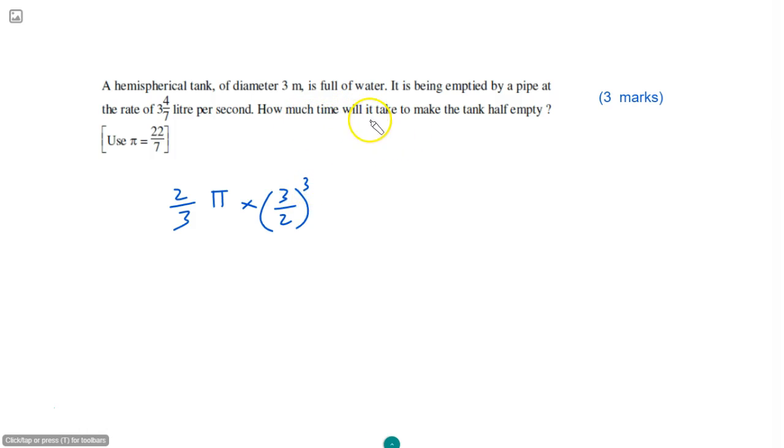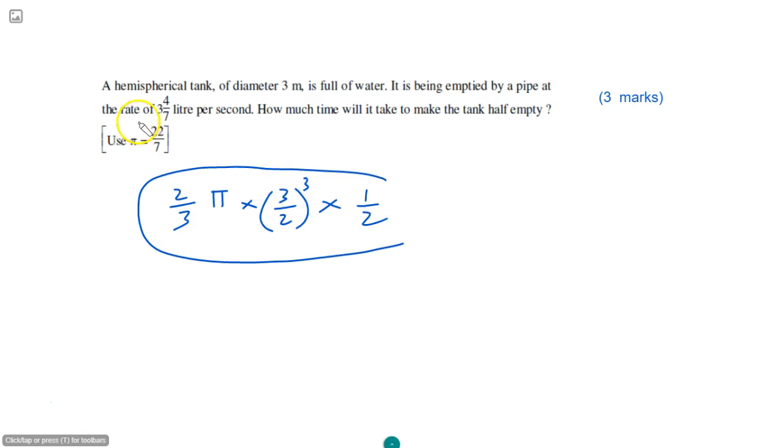Now you need the time to make it half empty. So half of this volume should be drained out. So the volume that is to be drained out is this into 1/2, right? And you're draining out 3 4/7 liter per second. So if you divide the volume by the volume that is drained out per second, you will get the number of seconds needed, right? But first you need to convert this volume to liters because the rate of emptying is given in liter per second.